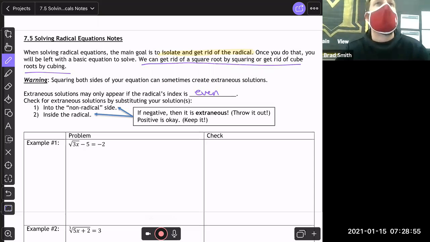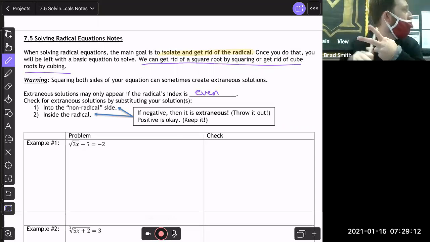make sure we're checking all our work. To check for an extraneous solution, substitute your solutions back into the equation, into the non-radical side or into the radical. If it's negative, then it's extraneous, throw it out. So the two big things: we're going to isolate and then do the opposite.